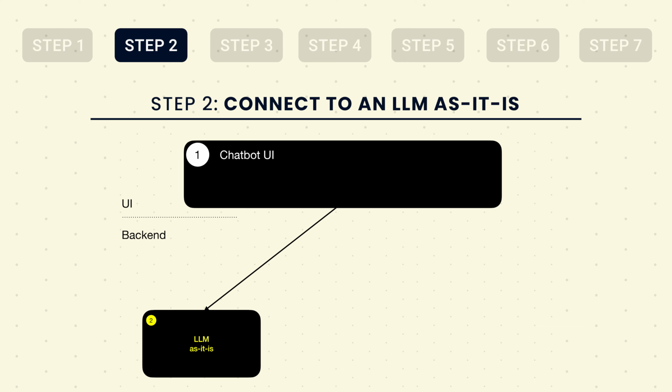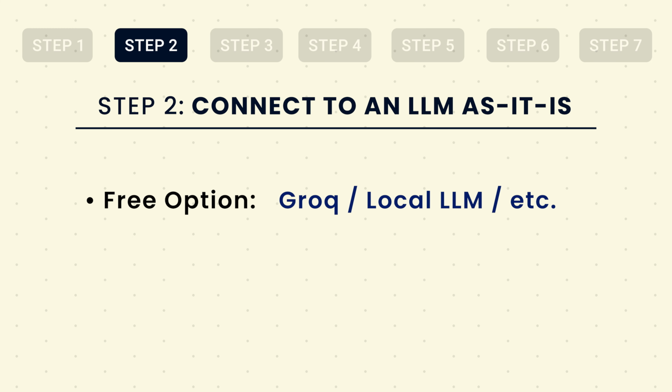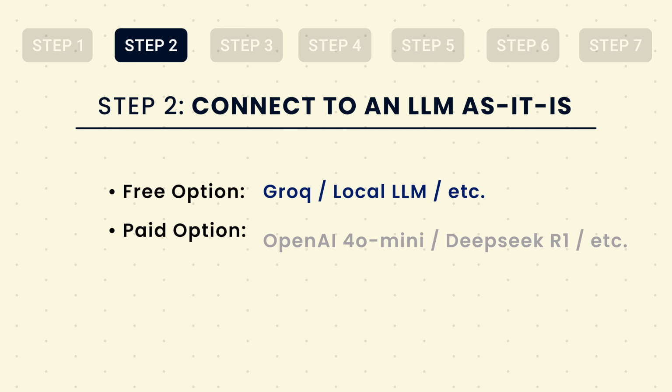Now with step 2, you will connect the UI bot to a large language model. So here we are just using an LLM like GPT-4o Mini directly and not teaching it anything on top. So you can start with Grok's free API, but once you get comfortable with it, if you're okay to spend around 100 to 500 rupees for testing your bot, then I would suggest to start using the OpenAI 4o Mini model.